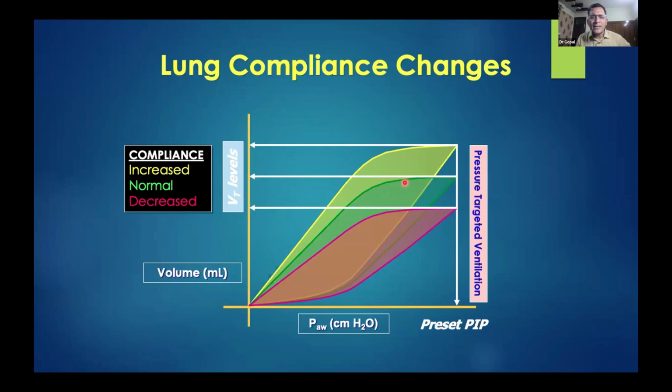So ideally it is green, and yellow is still acceptable. But you should not have low, flattened curves. Flattened curves imply low compliance. Green and yellow imply better compliance. So just by looking at this picture, you can see whether you are dealing with poorly compliant lungs or a well compliant lung.